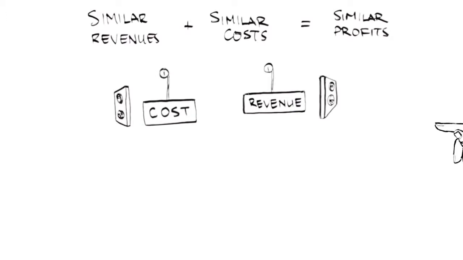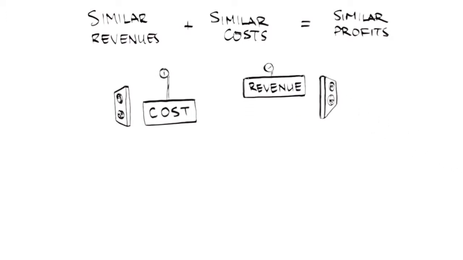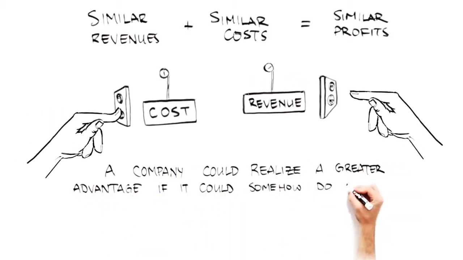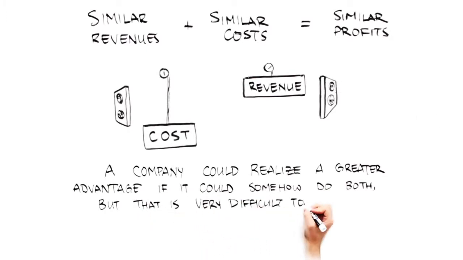Second, the focal firm can increase revenues while holding costs constant. In this case, the focal firm now achieves a competitive advantage due to higher revenues. Of course, a company could realize an even greater advantage if it could somehow do both, but that is very difficult to do in practice. Now, this brief overview may seem obvious, but it is important to lay the groundwork for the following discussion.